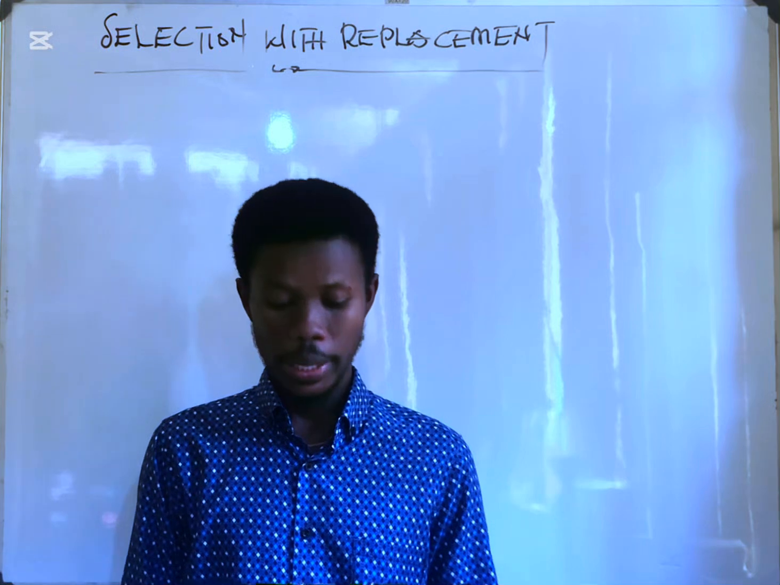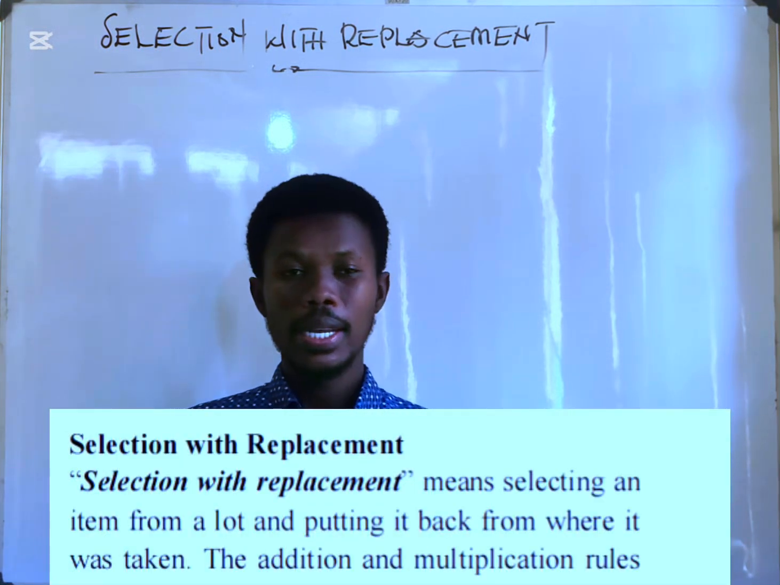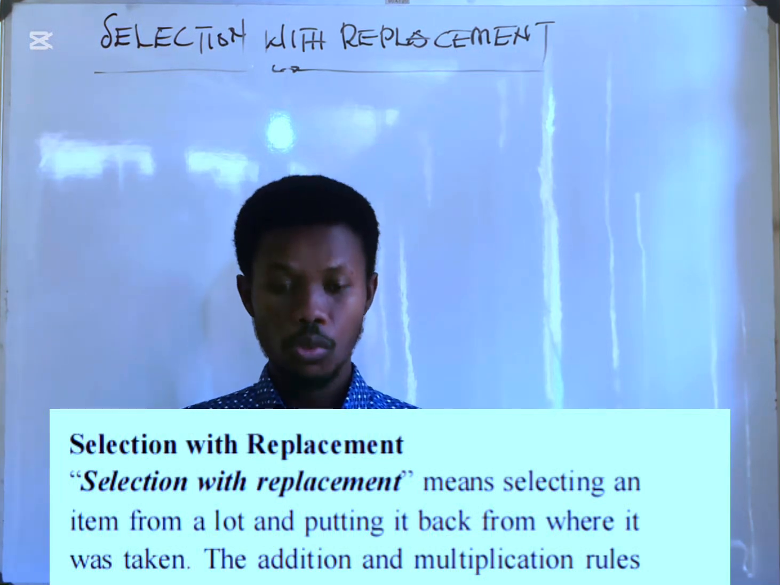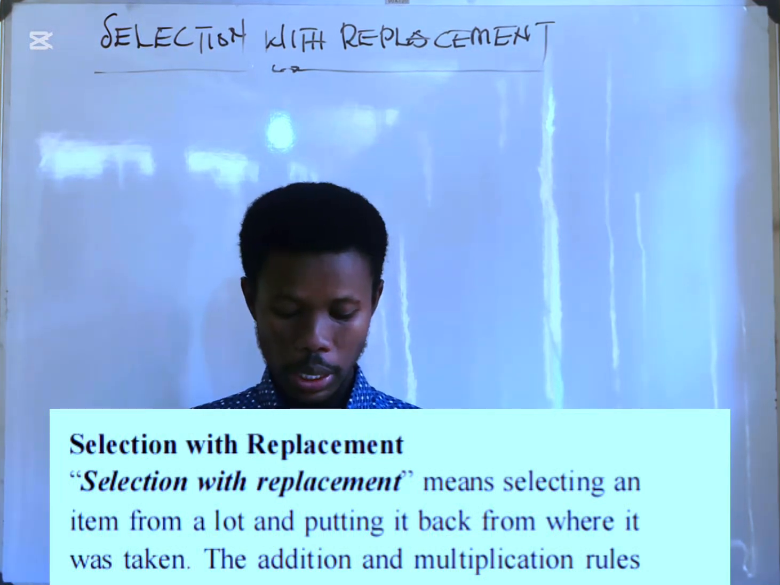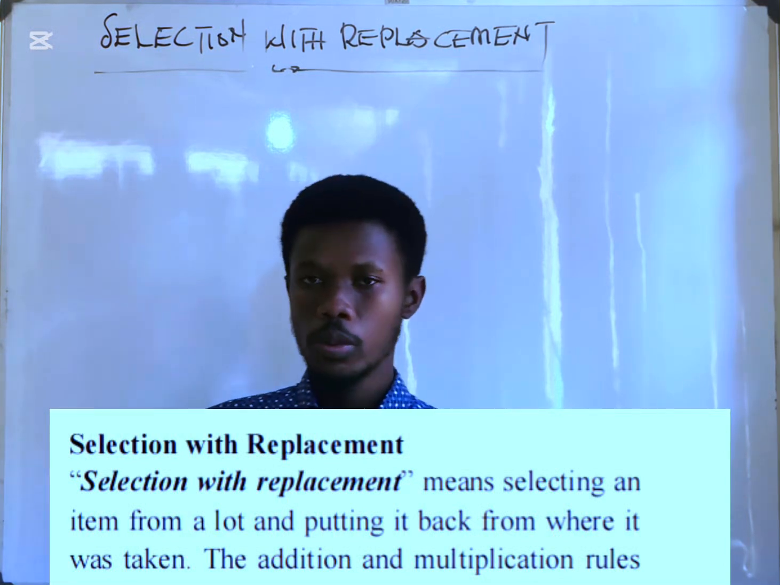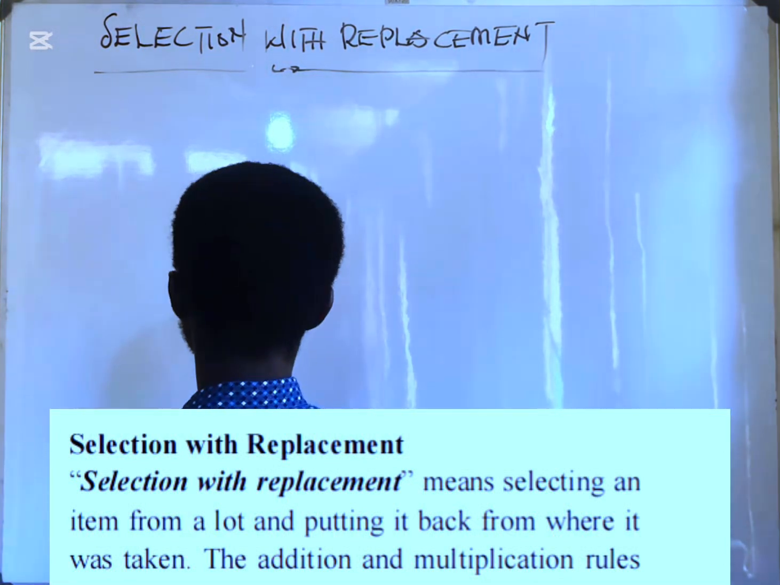Selection with replacement simply means selecting an item from a lot and putting it back from where it was taken. Is that okay? So, let's assume that I have this.